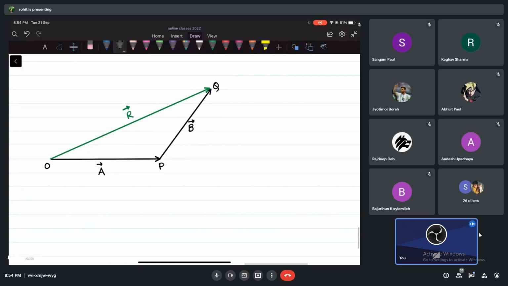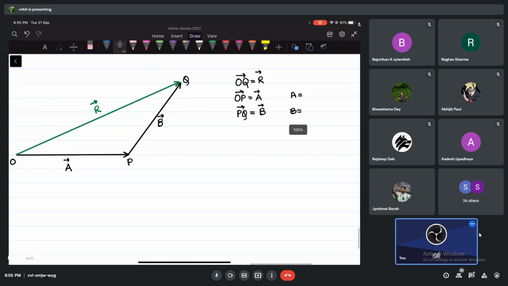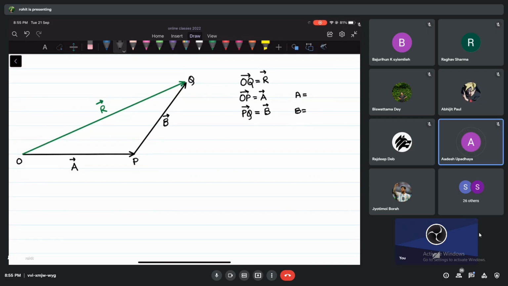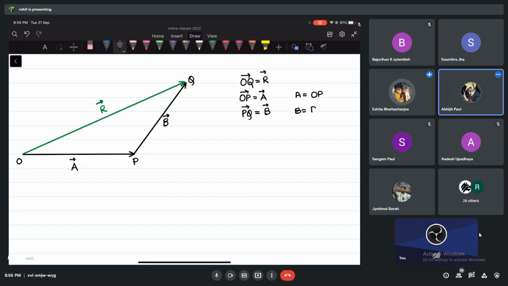So I can write like this. What is the OQ vector? It is the resultant vector. What is the OP vector? A vector. What is the PQ vector? B vector. Now A and B are vectors, not points, so what does A represent? The magnitude of OP. Magnitude means length, means size. So I can simply write OP and PQ.